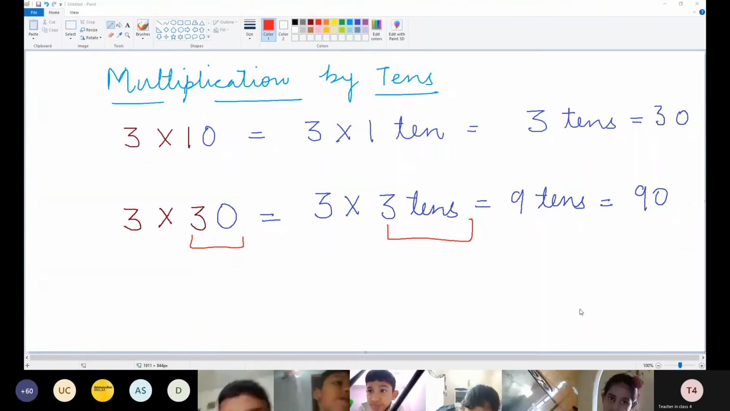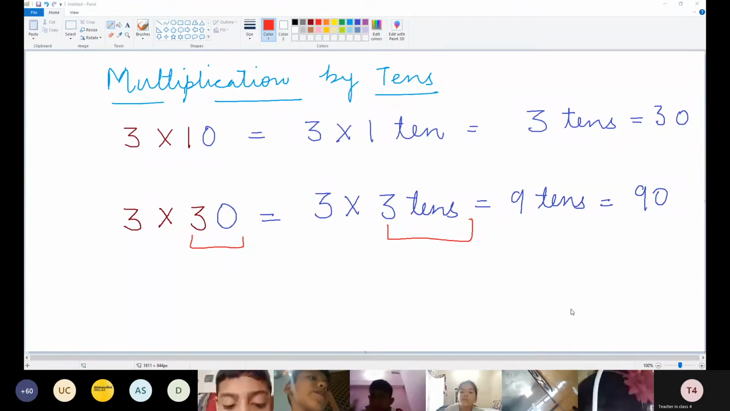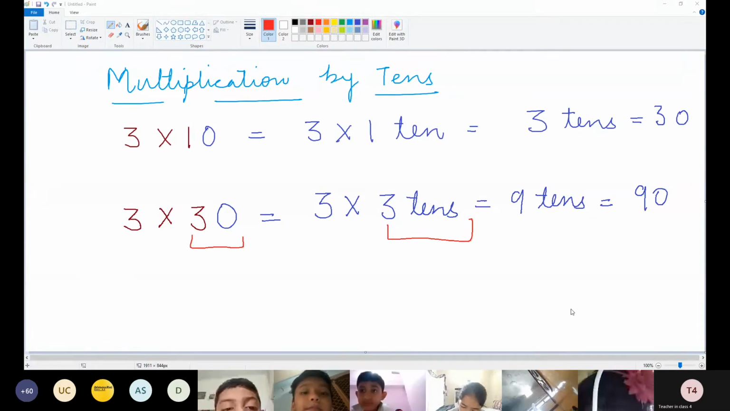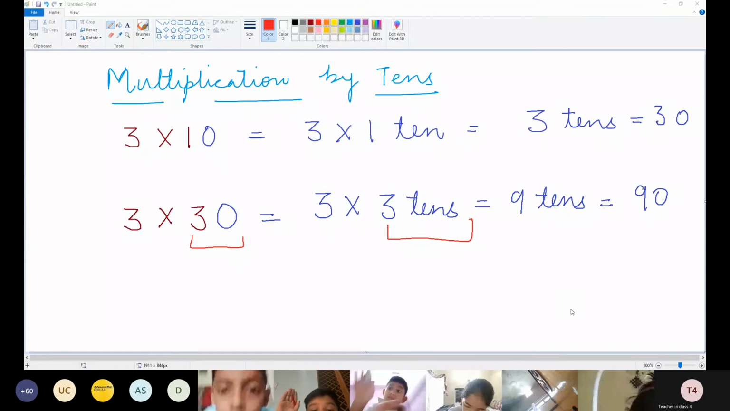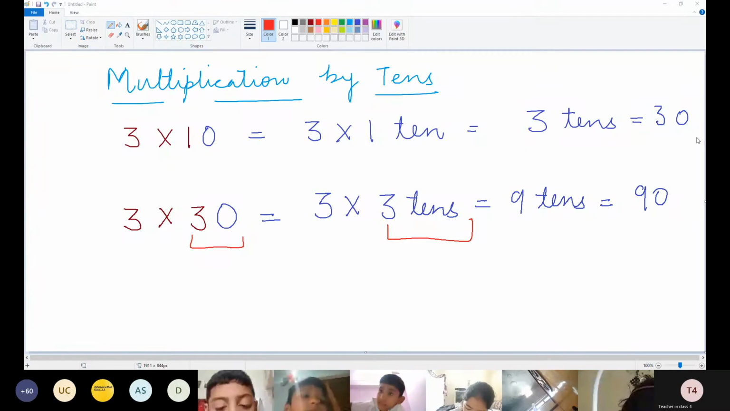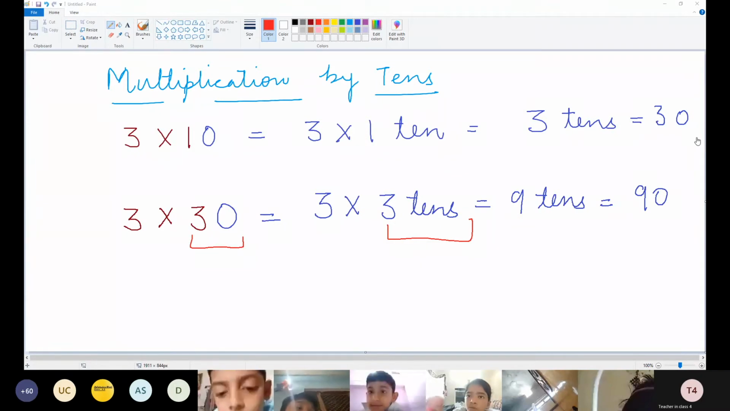Yes, Nitika. Am I audible to you? Okay. Who will answer me? Yes, children, who will answer this? Use a hand. Yes, Pratyush, beta, quickly tell me why I have written 3 tens in place of 30. Ma'am, because 30 and 3 tens are equal.